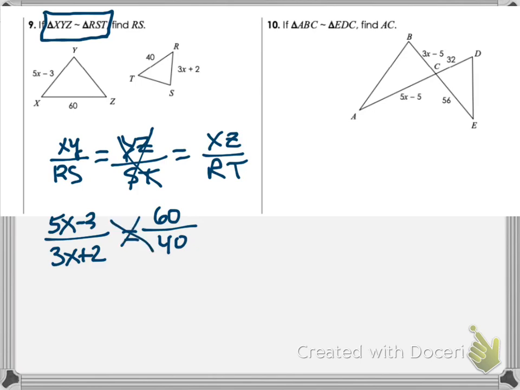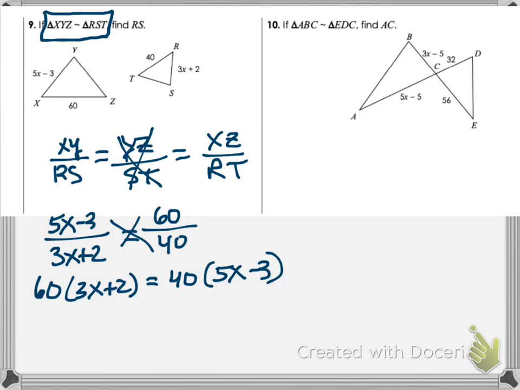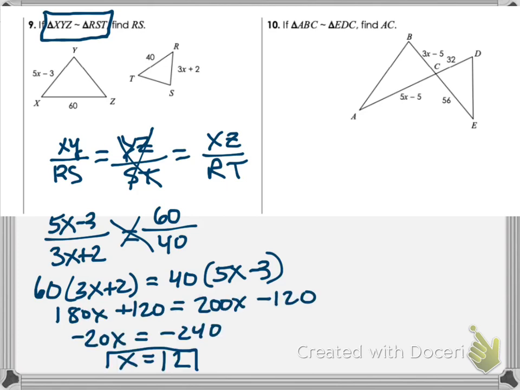So we do some cross multiplying here. We're going to get 60 times 3x plus 2 is equal to 40 times 5x minus 3. So x comes out to 12, and then they're asking us for RS, so RS will be 3 times 12, which is 36, plus 2, so it would be 38.